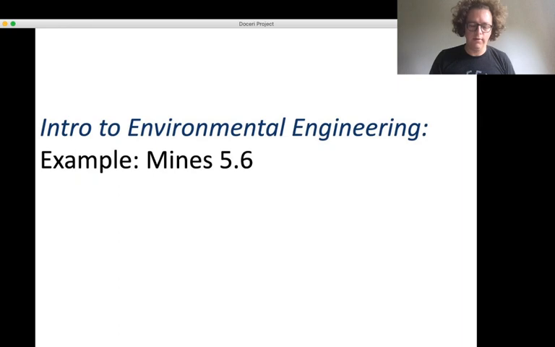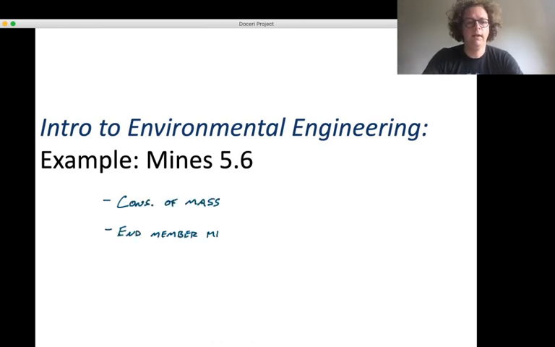I want to work through example 5.6 out of your textbook in Minds. And the reason we're going through this example goes with three real topics that we've covered thus far. We're going to practice conservation of mass. This ultimately is an end member mixing problem, and we'll think about control volumes and how we might draw them.